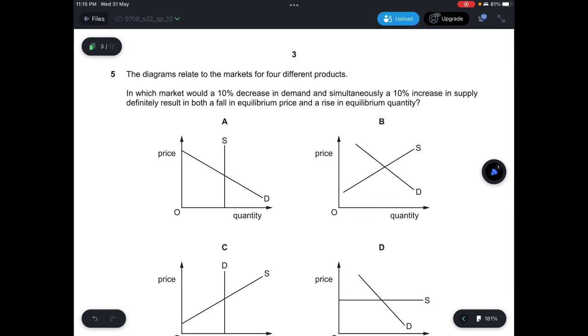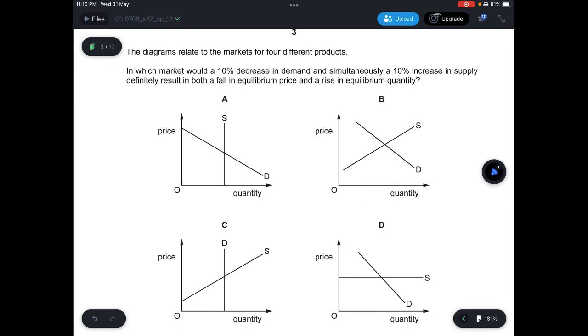And then 5, the diagrams relate to the markets for 4 different products. In which market would a 10% decrease in demand and simultaneously a 10% increase in supply definitely result in both a fall in equilibrium price and a rise in equilibrium quantity? A 10% decrease in demand will look something like this. So let's say the demand curve shifts to left, and then an increase in supply, so the supply curve shifts to right.